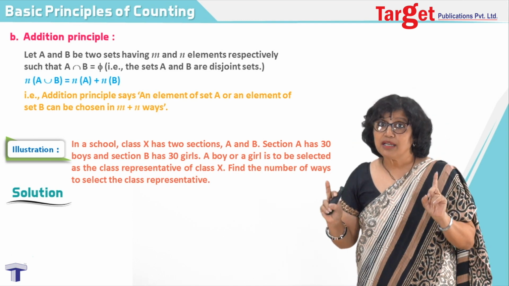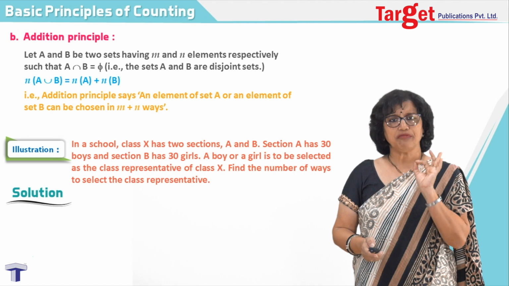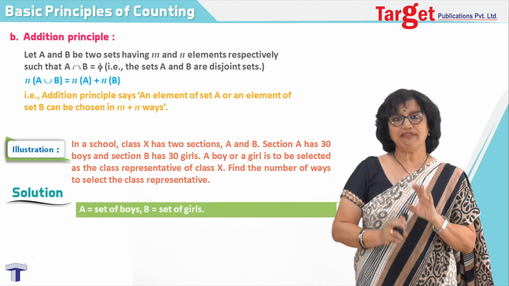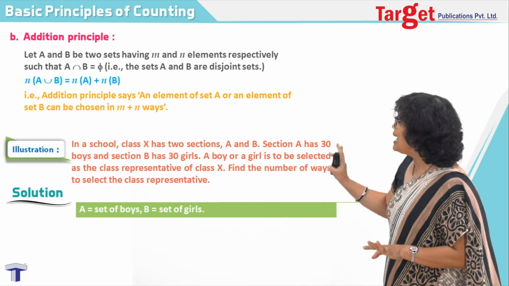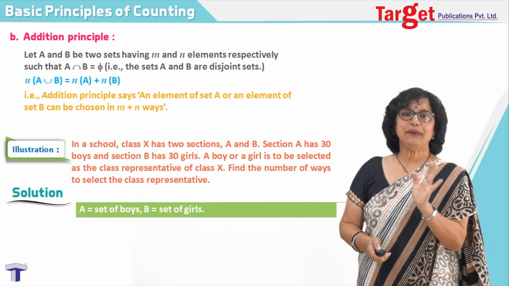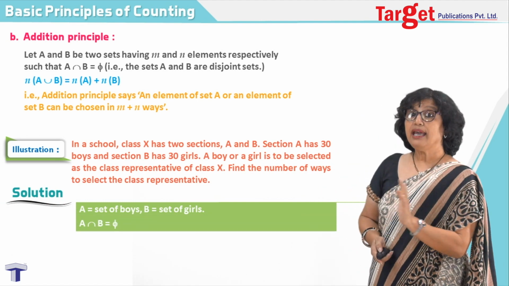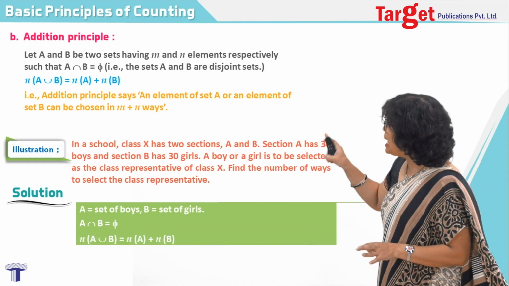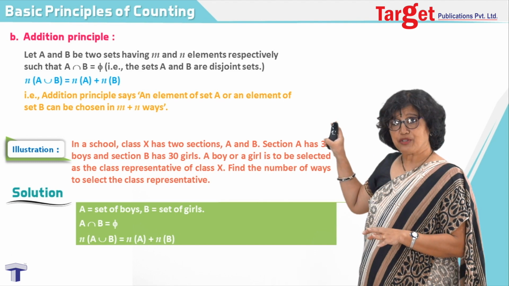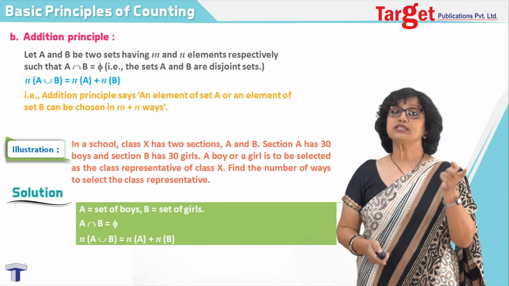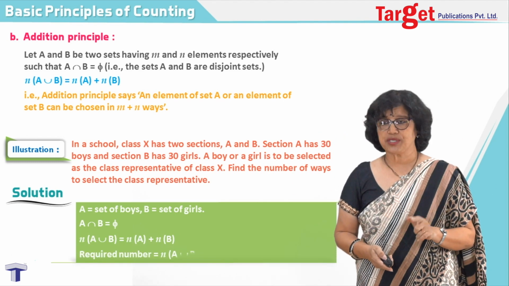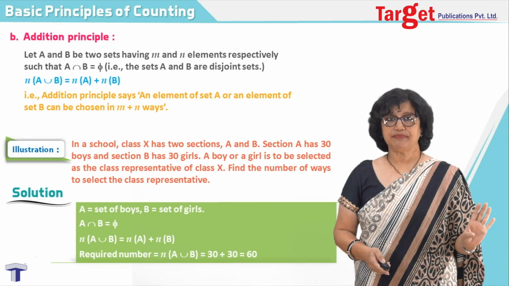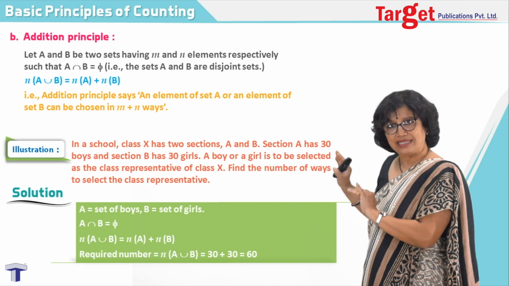But since we are learning methodically, let us go one by one and apply this principle here. So I will have to write systematically. Set A stands for the set of boys. B stands for the set of girls. A intersection B is empty, correct? And n(A union B) by the addition principle should be n(A) plus n(B), because a boy or a girl is to be chosen, and hence the required number would be 30 plus 30, which is 60, correct? This is the proper answer.